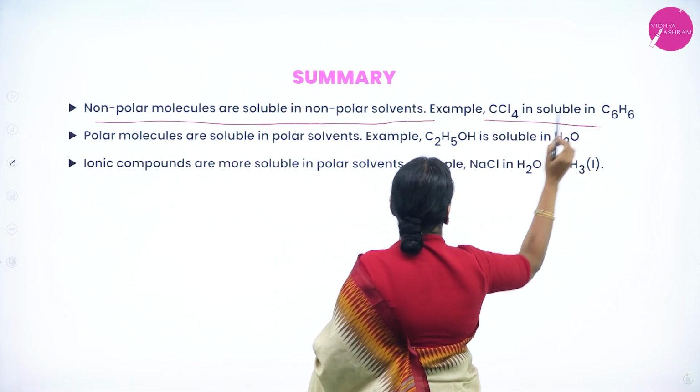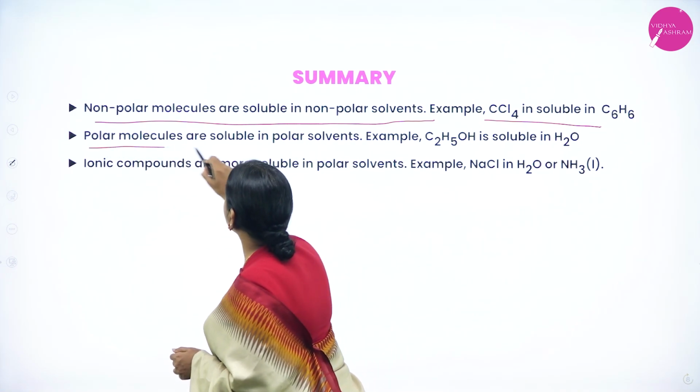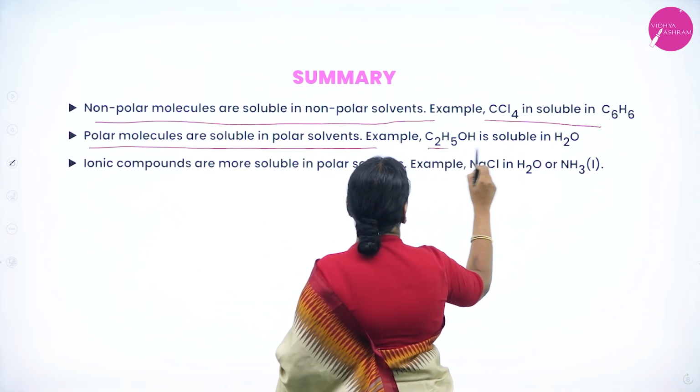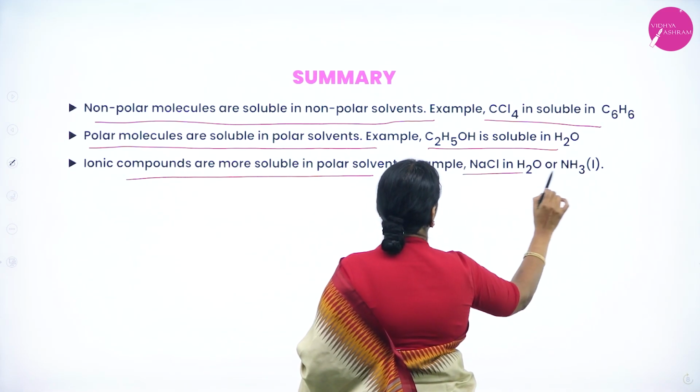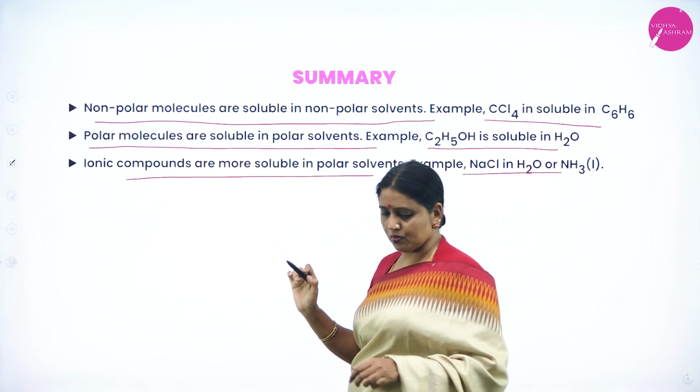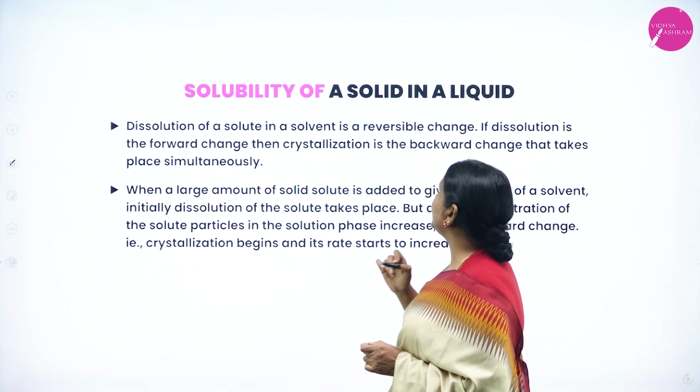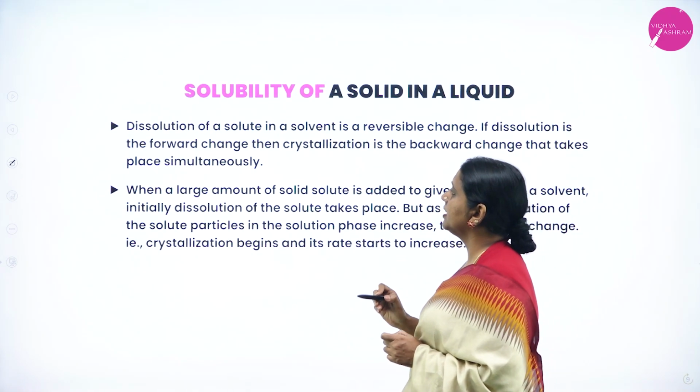Once again, non-polar molecules are soluble in non-polar solvent. Example, CCl4 is soluble in benzene. Polar molecules are soluble in polar solvents. Ethanol is soluble in water. Ionic compounds are more soluble in polar solvent. NaCl dissolves in water. Now, solubility of a solid in liquid.